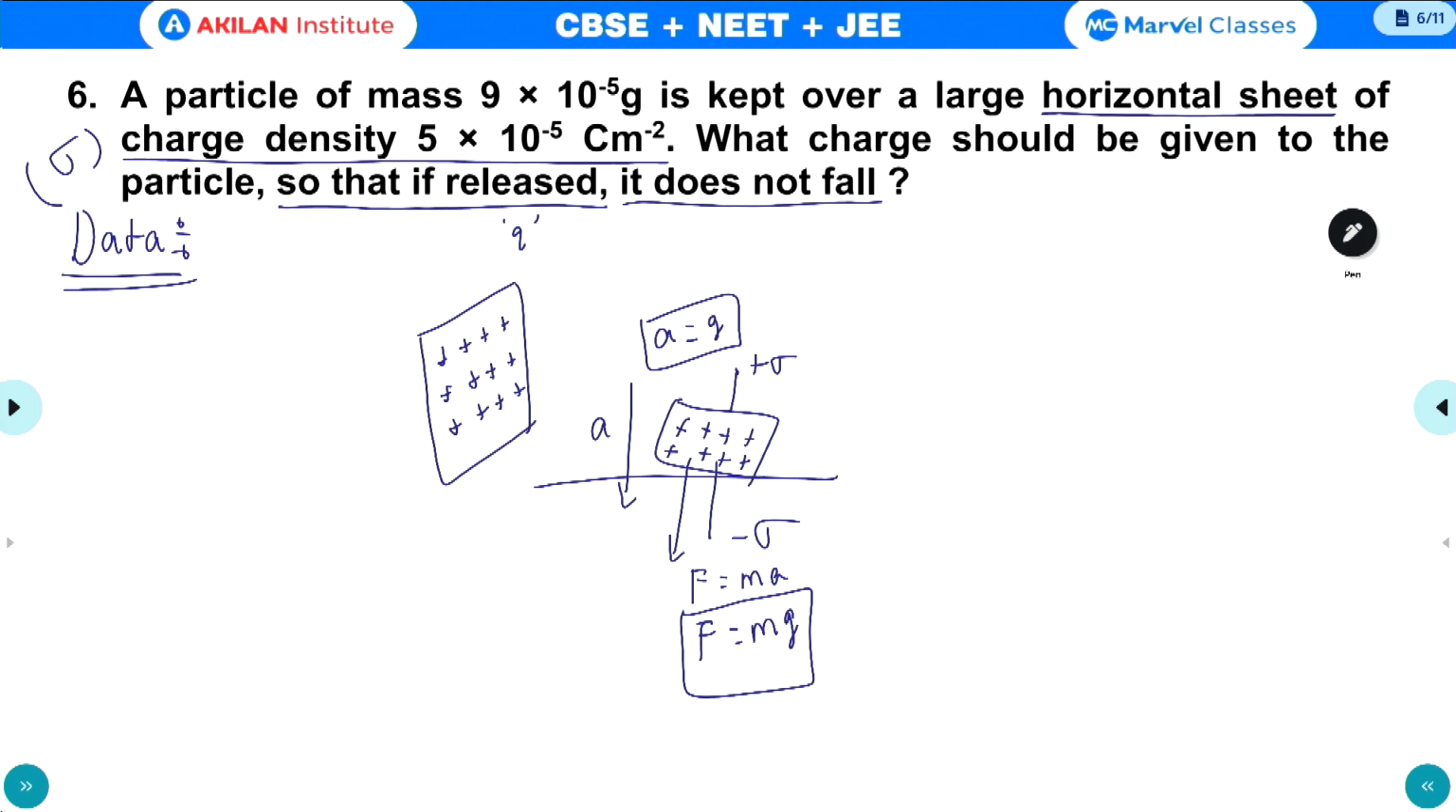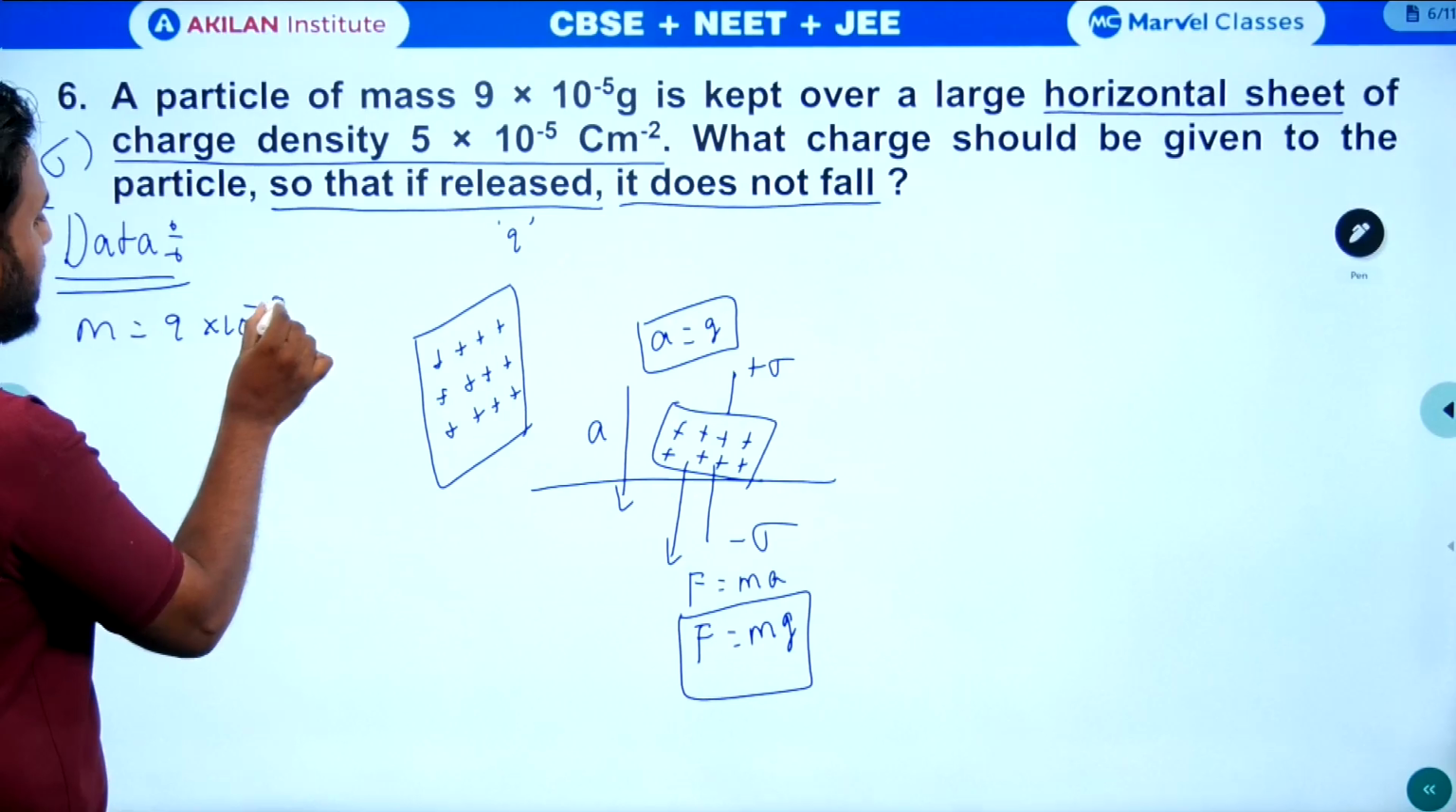What things are we going to write here? Data: first thing, they gave us mass m equal to 9 into 10 to the power of minus 8 gram.